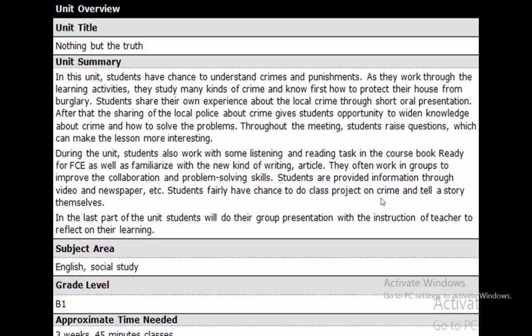During the unit, students have a chance to work effectively with their partners and their groups. I will provide them some tasks, mainly in the FCE coursebook, to help them practice listening and reading skills and familiarize with a new kind of writing, the article. That is also what they can connect with real situations they read in newspapers and journals. After all, they can improve their collaboration and problem-solving skills.